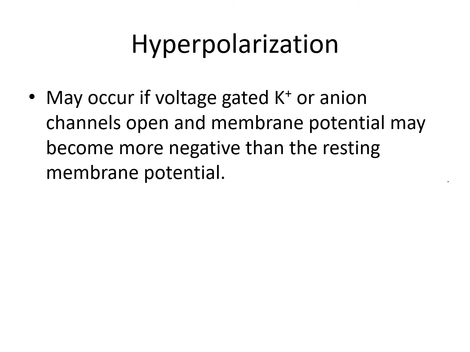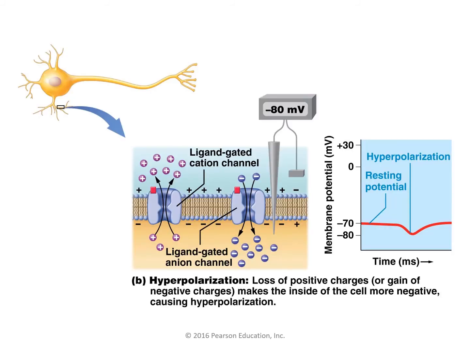What about hyperpolarization? Now, this may occur if voltage-gated potassium or anion channels open, and the membrane potential may become more negative than the resting membrane potential. Okay, this is hyperpolarization. So here we see the resting membrane potential, and it becomes more negative. That's considered a hyperpolarization. So it's hyperpolarized, more negative.